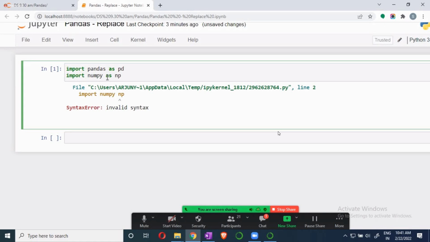Which one? Only replace? That is right, but where will you put this whole dictionary? That's what my question is. Where exactly do you put this dictionary?